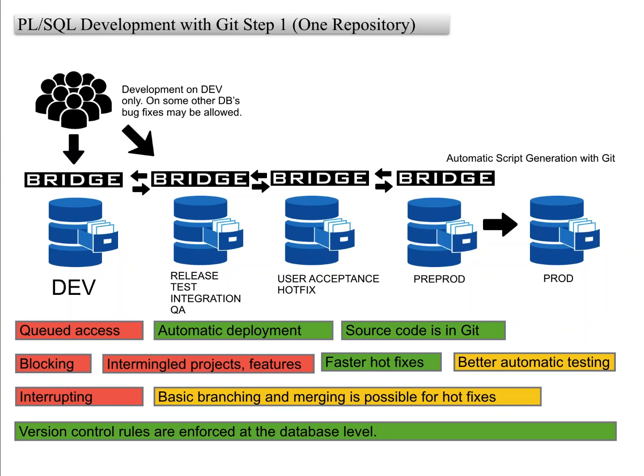So I'm going to move to step 2 and make things even more interesting. Good. That's a great question. How would Git interact with edition-based redefinition? That's an excellent question. Git and edition-based redefinition are part of the same path. Git is the path from dev to the pre-prod in this diagram, and this black arrow you see from pre-prod to prod is edition-based redefinition.